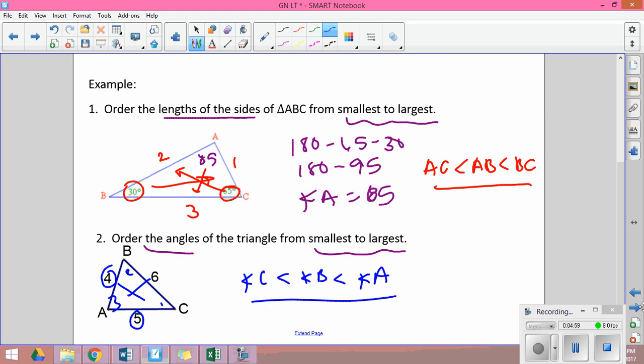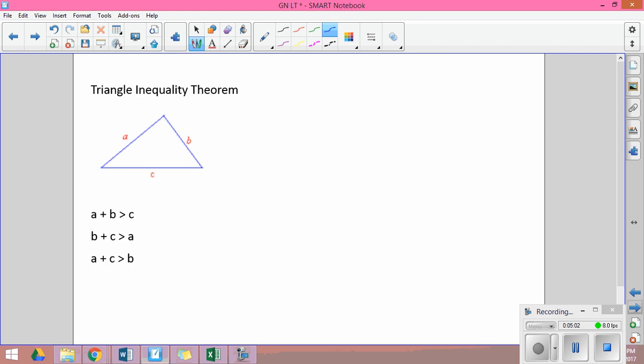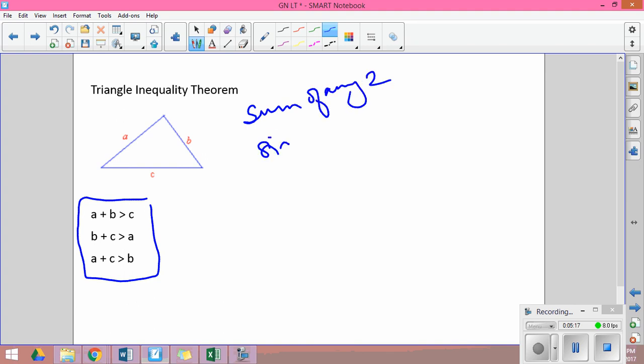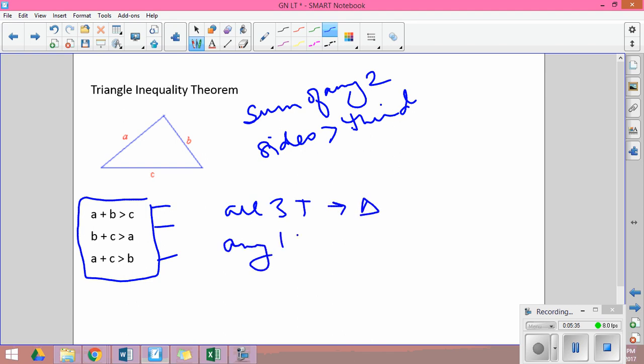As an extension of this, there's rules about what lengths of sides will actually form a triangle. And those are summarized by these 3 rules, which basically says the sum of any 2 sides must be greater than the third side. If any one of these 3 inequalities fails, no triangle. So all 3 true, you can make a triangle. Any one false, no triangle. So as soon as you get to a false one, you can stop.